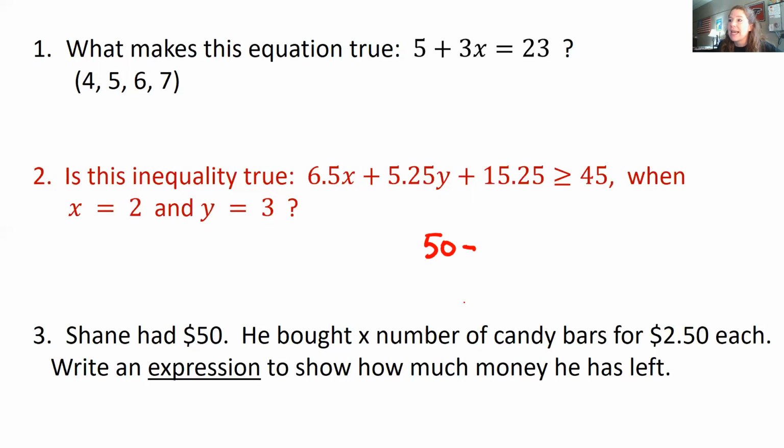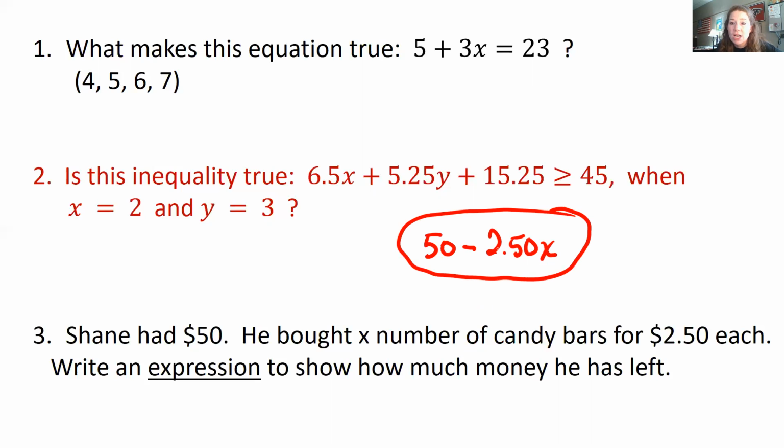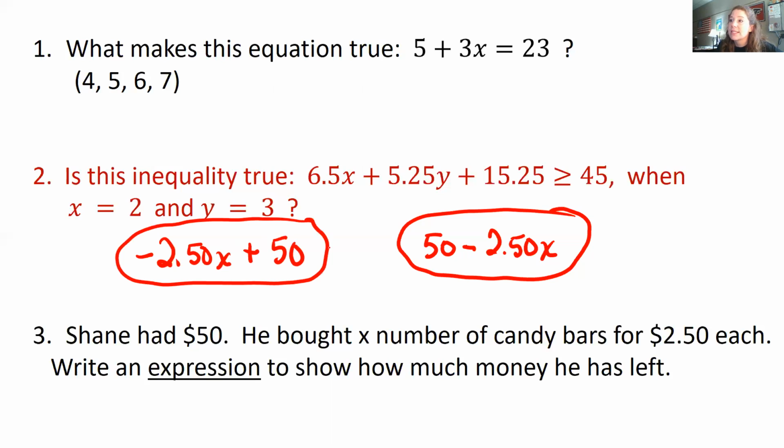Well, it told me the X represents the number of candy bars he bought. Well, we don't know how much that is, but we do know that they're $2.50 each. So that would be my expression. $50 minus $2.50 times the number of candy bars. And that would be the total answer, and expressions do not need equal signs. And even if I wrote it like this, I'm subtracting $2.50 from a positive quantity of 50, that is equivalent. These are the same. So both of those are correct.